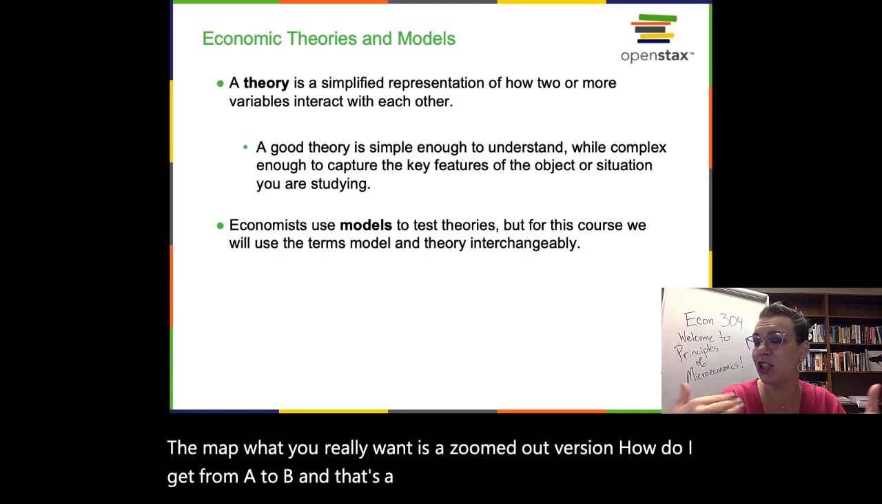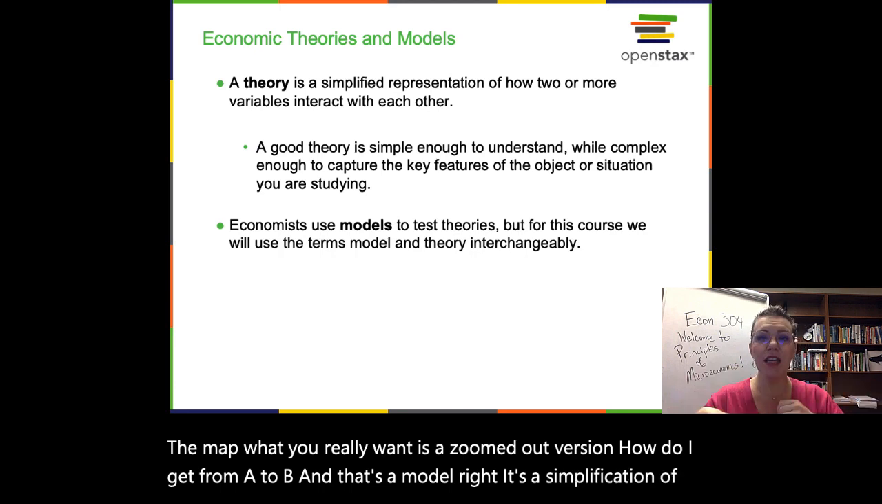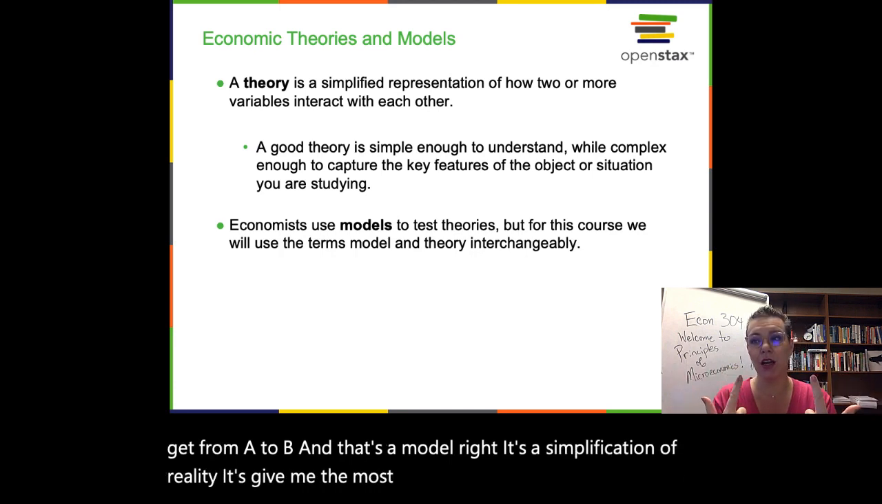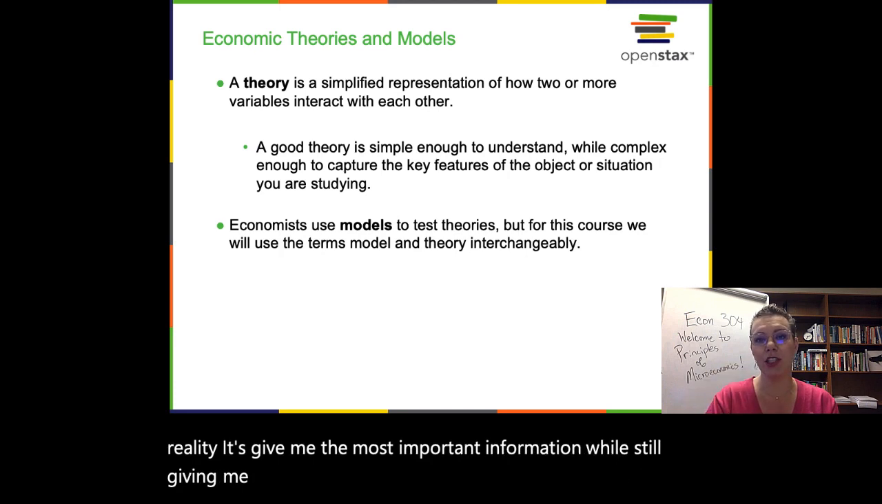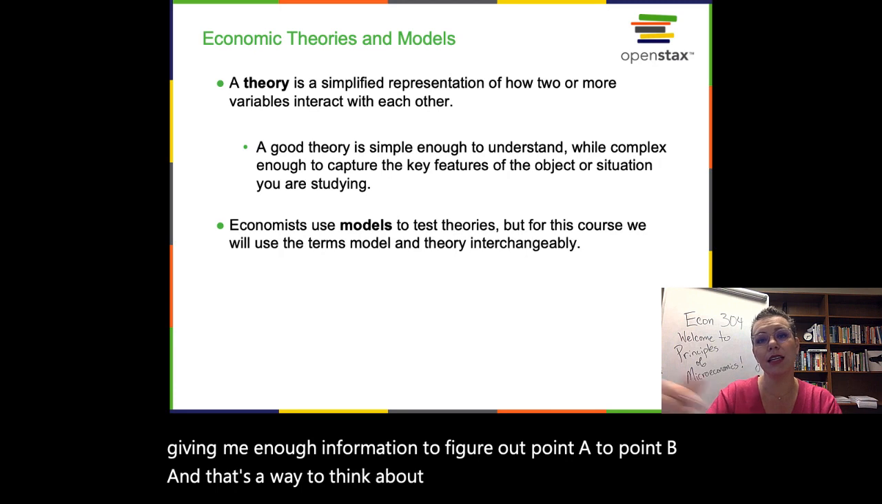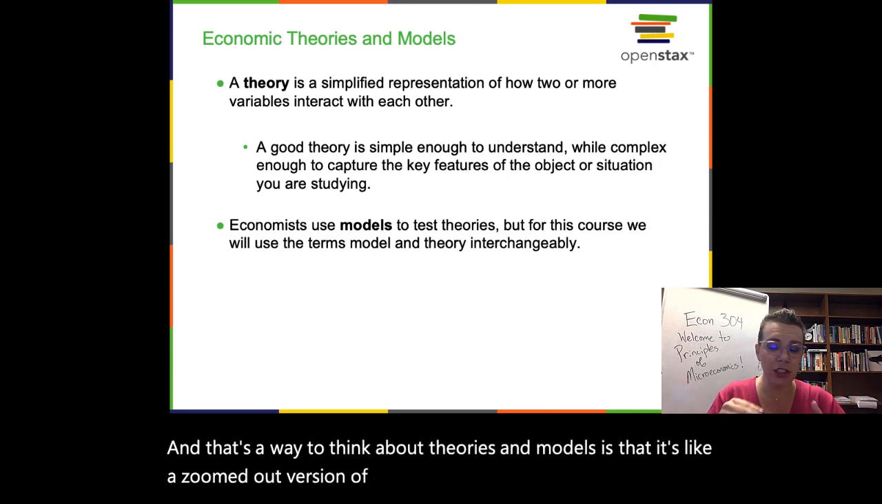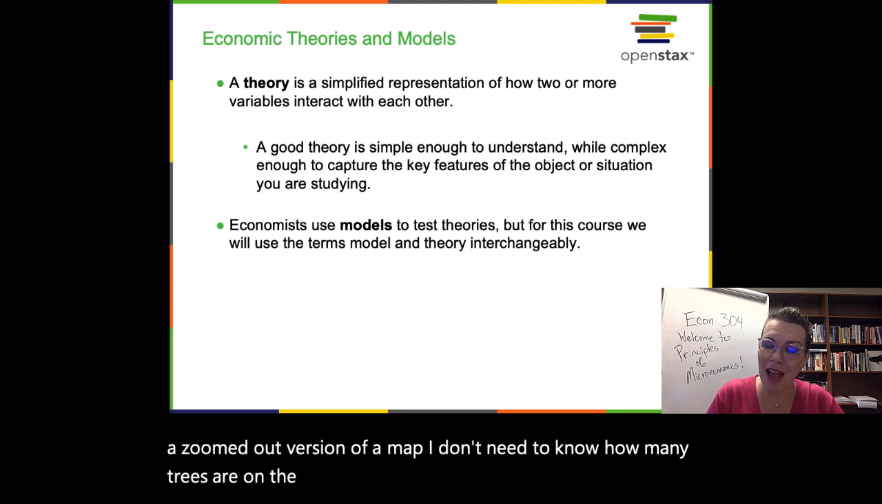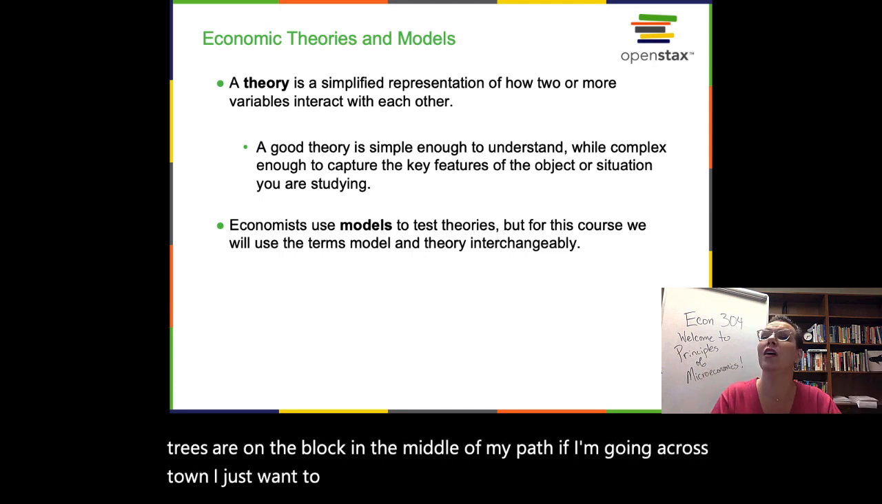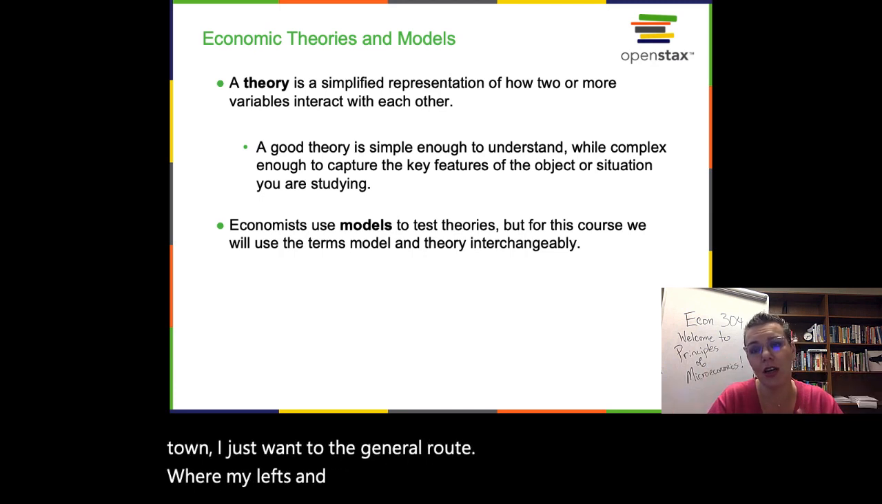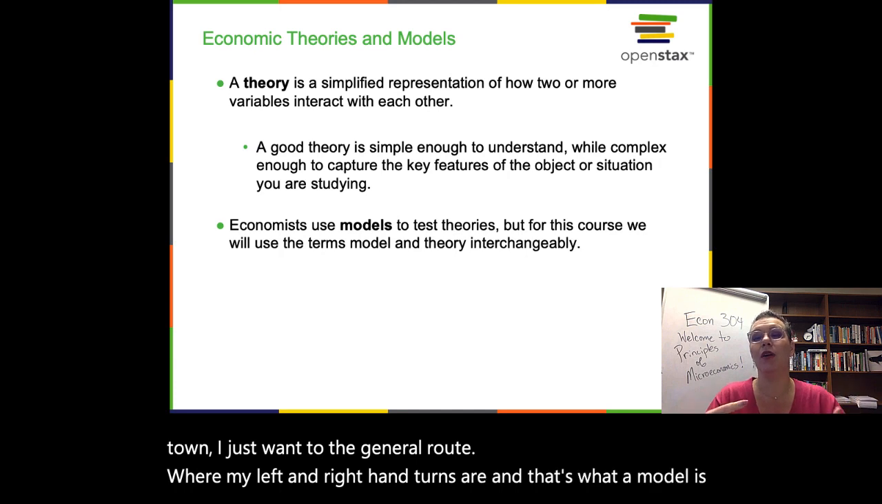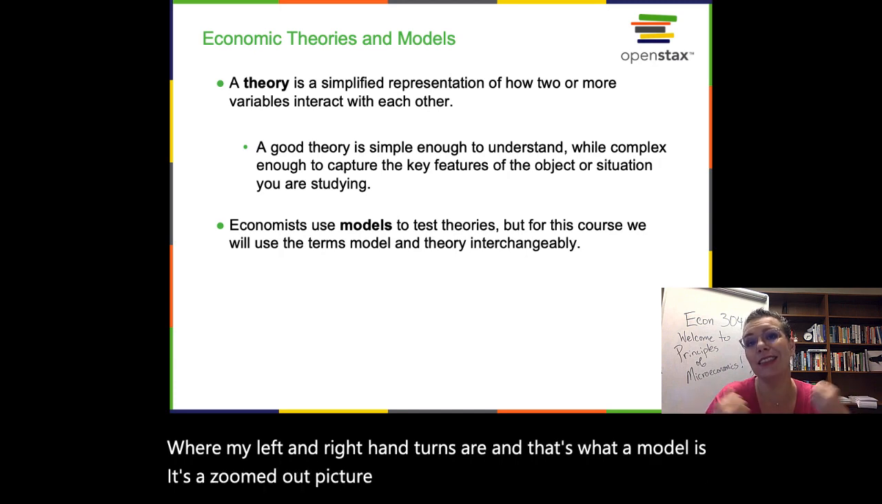It's a simplification of reality. It's give me the most important information while still giving me enough information to figure out point A to point B. And that's a way to think about theories and models, is that it's like a zoomed out version of a map. I don't need to know how many trees are on the block in the middle of my path. If I'm going across town, I just want to know the general route, where my lefts and right-hand turns are. And that's what a model is. It's a zoomed out picture of complex reality, a simplified version of complex reality.